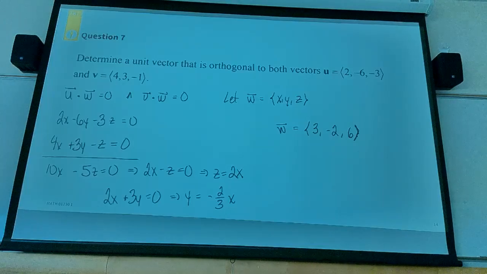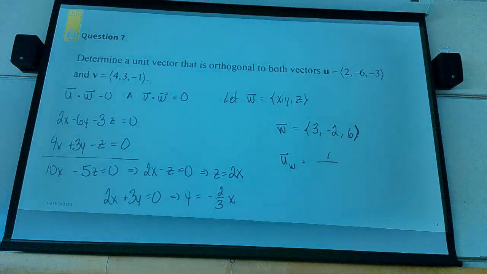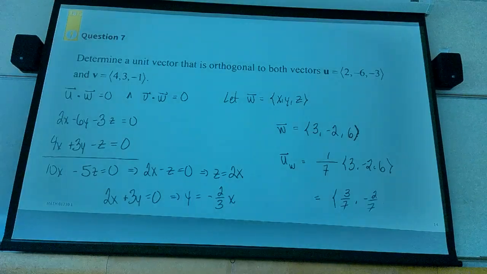Normalize it. 9 plus 4 plus 36 is 49, so 1/7. There's your vector.